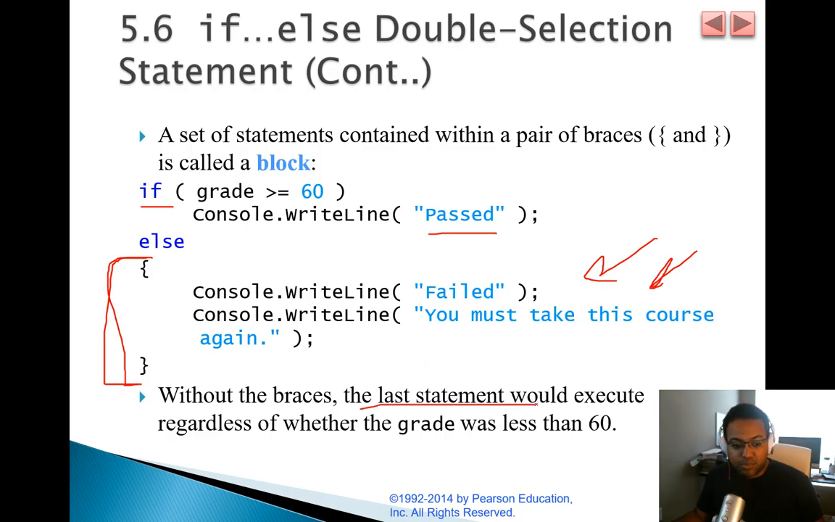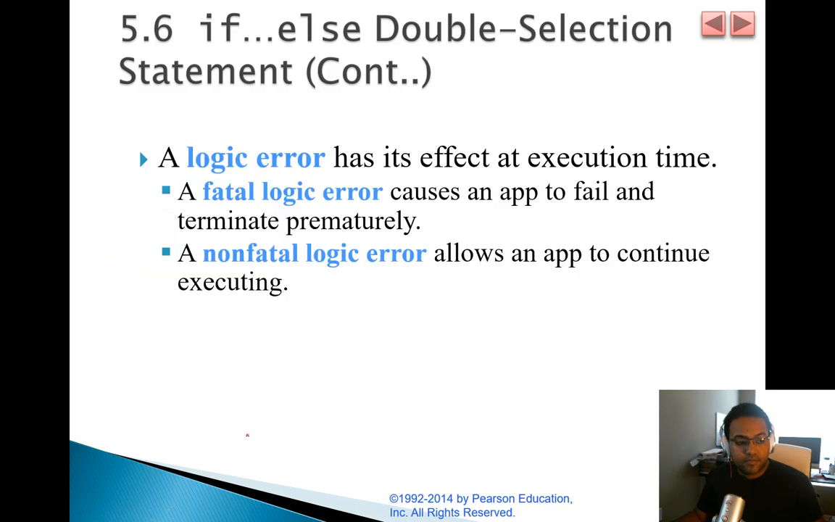Without the braces, the last statement would execute regardless of whether the grade was less than 60. The else would fire because it doesn't know that the else is a part of the if. And we've talked about logic errors, correct? Logic errors are not necessarily captured unless you're running a try-catch, and we haven't talked about that, so I'm not going to go into great detail. But what a try-catch does is it allows you, as a developer, to set certain parameters or exceptions for when logic errors rear their ugly heads.